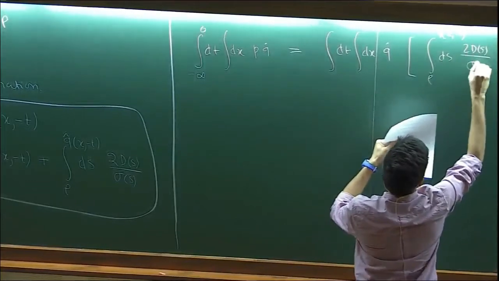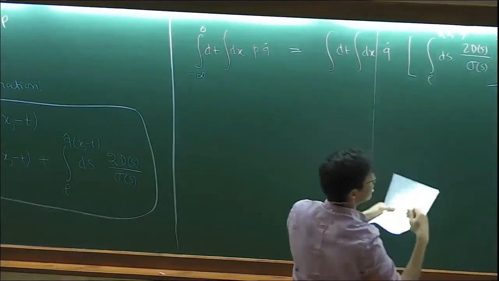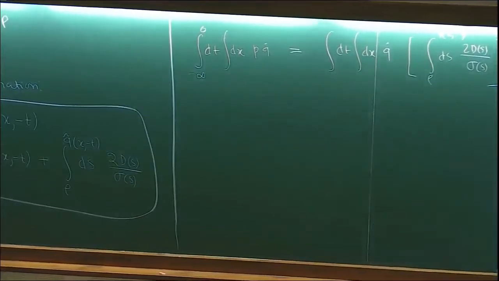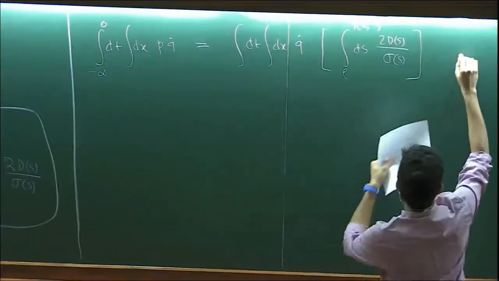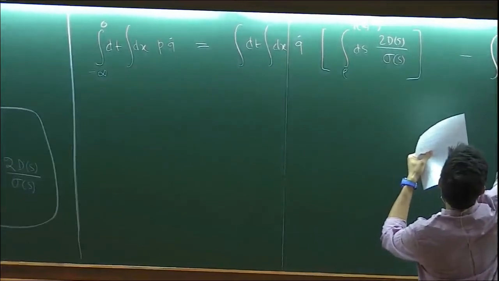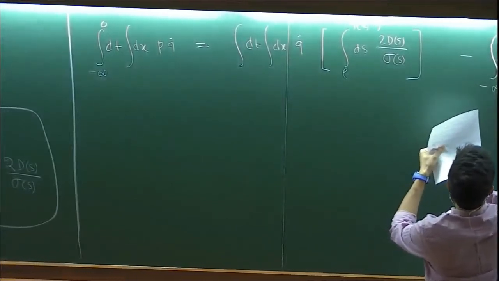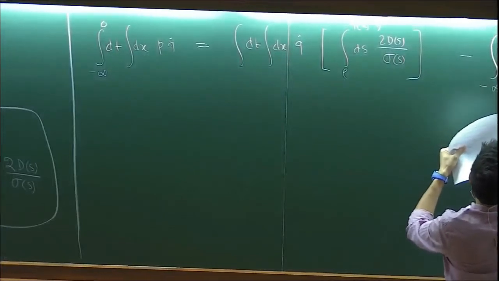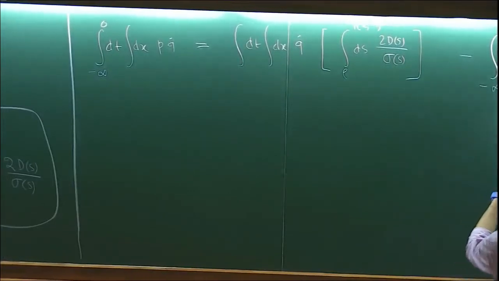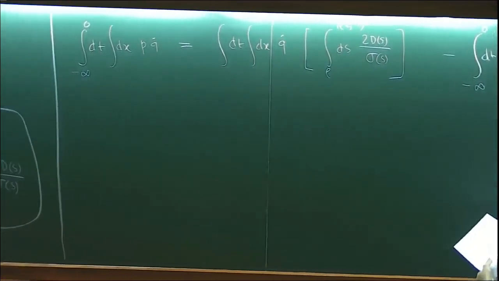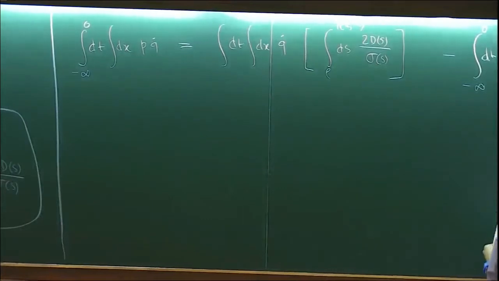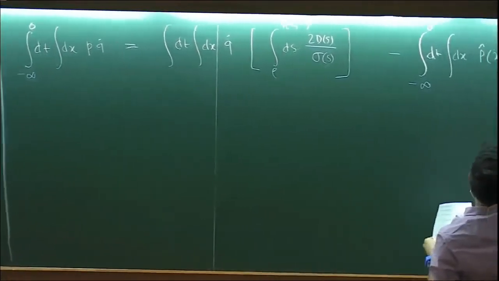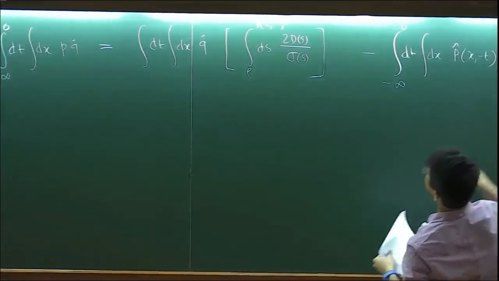I'm going to do this algebra a little slowly so that you understand what's going on. For the case of non-equilibrium, I will not do any of the algebra. So this came from this part. The other part is simply, again, integral dt from minus infinity to zero, dx, p hat, x minus t, then I had q dot. Now I rewrite the q dot in terms of q hat variables, which I'll simply write as d by dt of q hat x minus t. Even here I do the same.